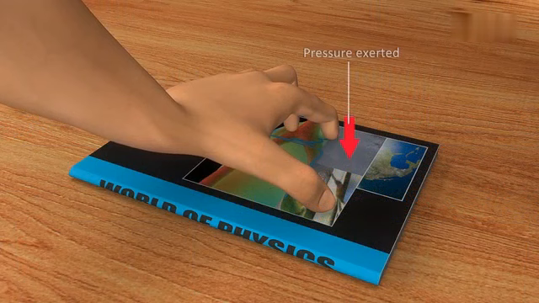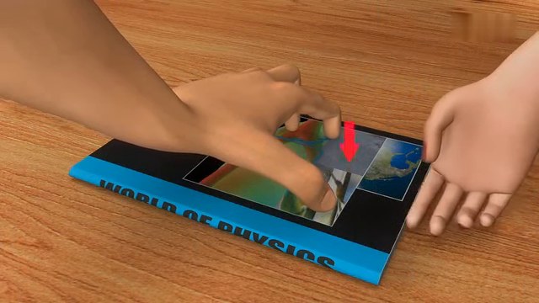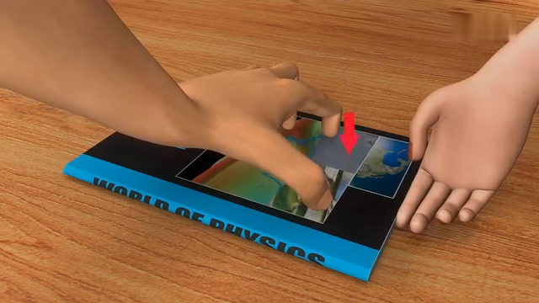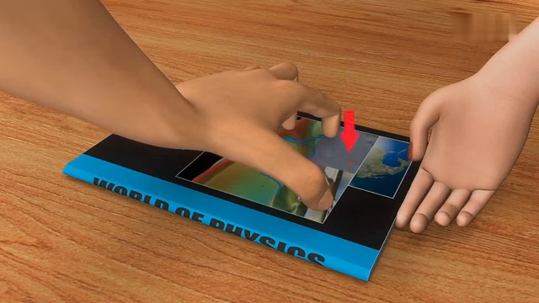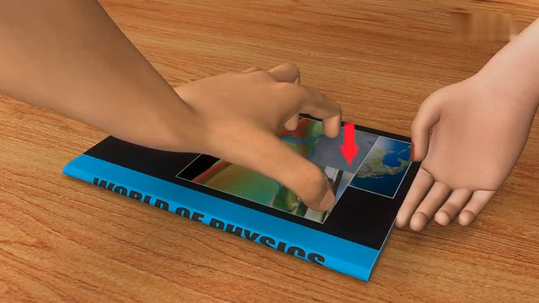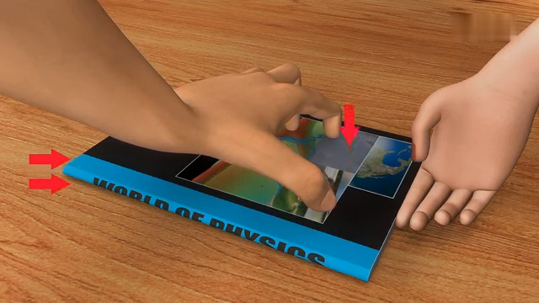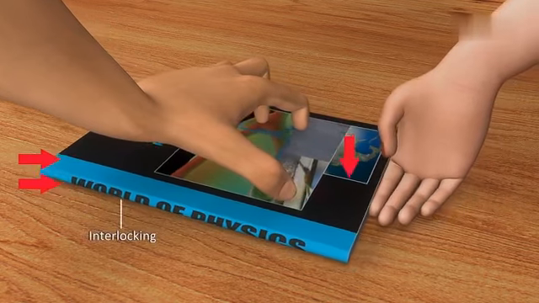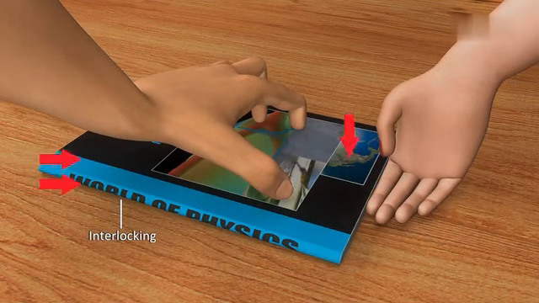Friction depends on the pressure exerted. Friction also depends on how hard the two surfaces of any objects are pressed against each other. The harder you press or put weight on an object, the higher the frictional force exerted, as the interlocking of irregularities increases.